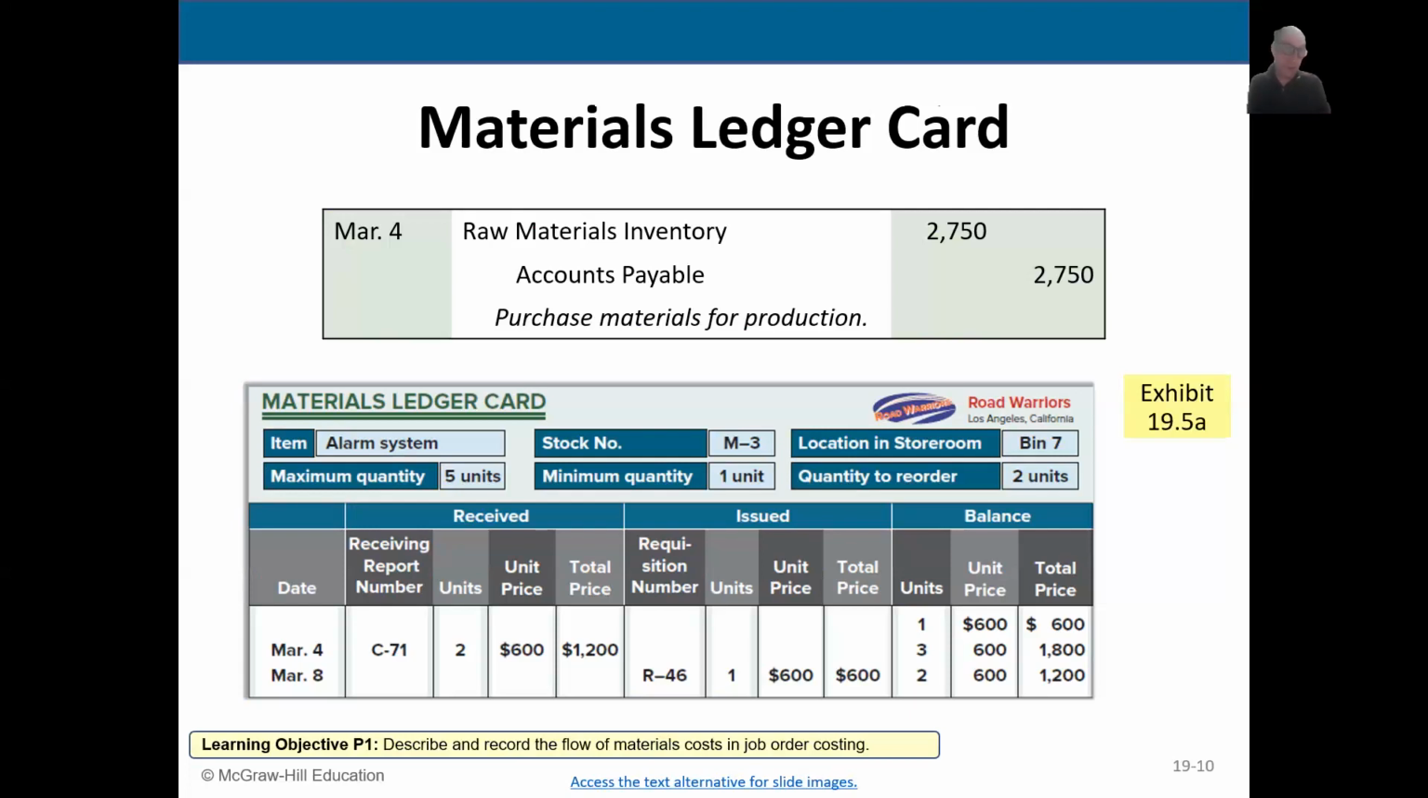So here we have an example. We debit raw materials inventory when we purchase raw materials inventory, and we credit accounts payable because we ordered them on account. If we purchase them with cash, we would credit cash. So that's us purchasing raw materials.